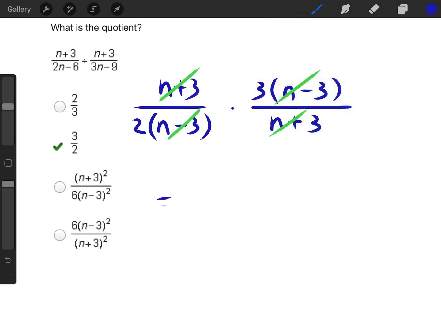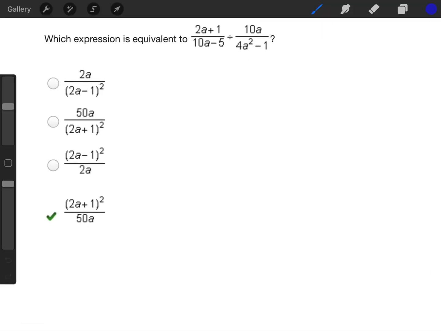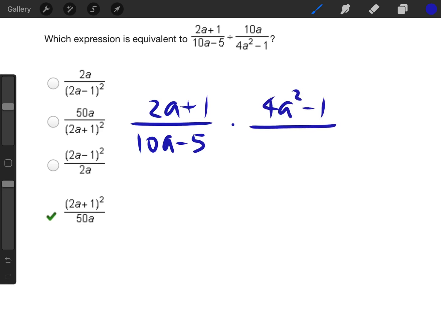Now I can just multiply across as 3 halves. Okay, so which expression is equivalent to that? All you need to do is flip it, multiply it. So 2a plus 1 over 10a minus 5. Now I'm going to write multiply by 4a squared minus 1 over 10a.